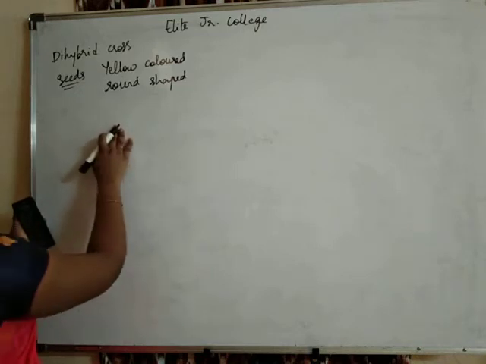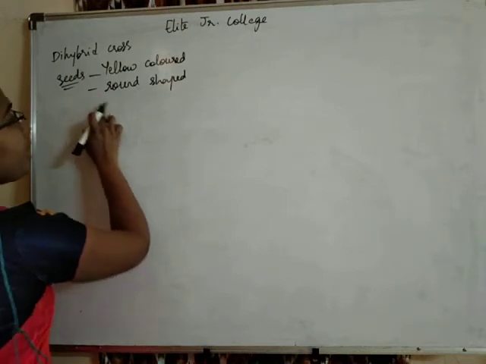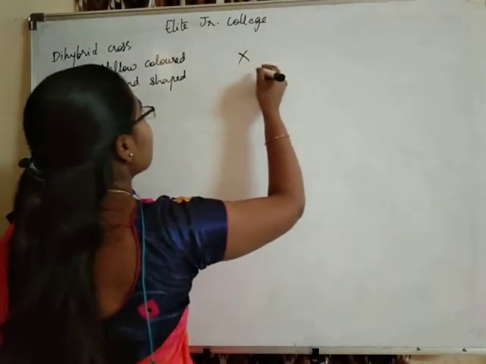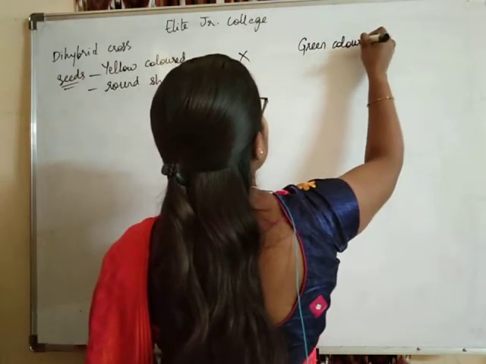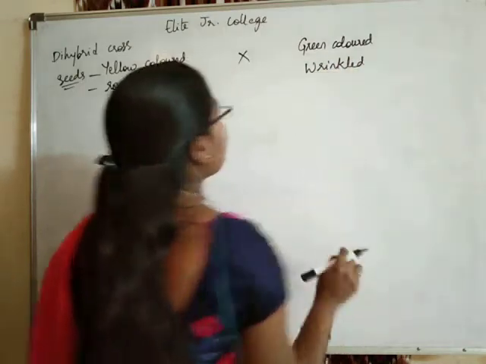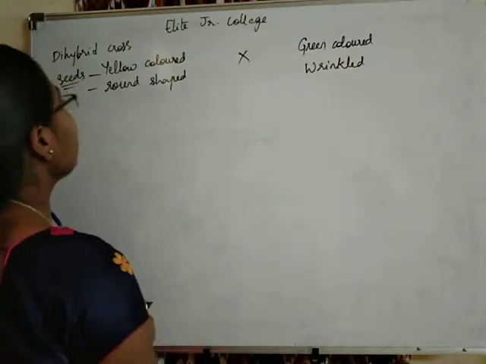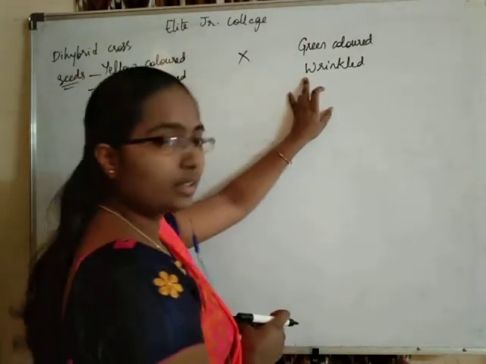These are the characters of one plant, and the other plant he took had green colored, wrinkled seeds. So he took yellow colored round shaped seeds and green colored wrinkled seeds.